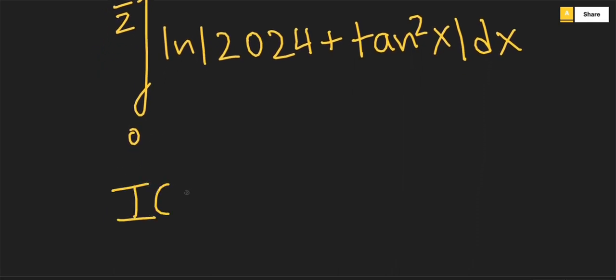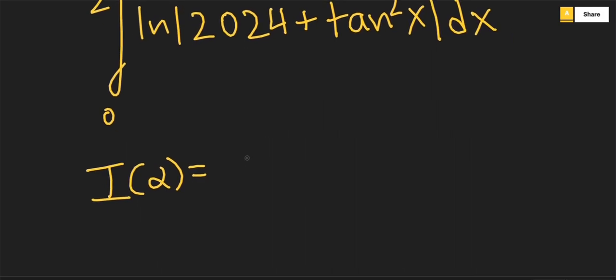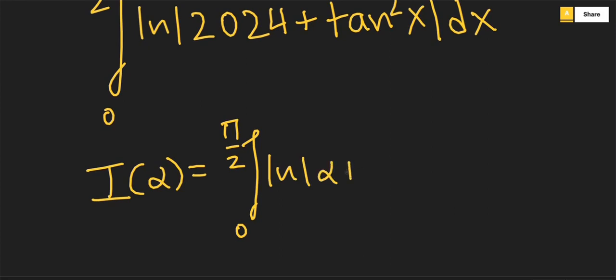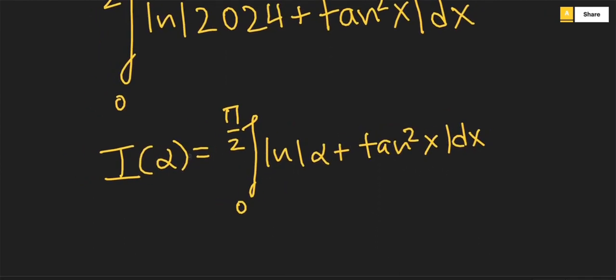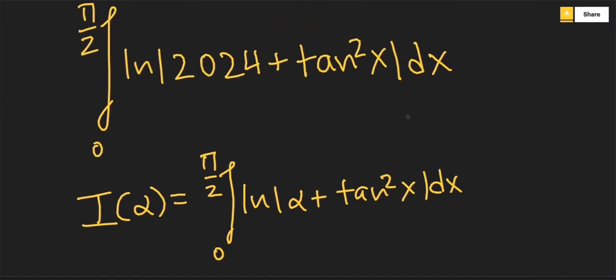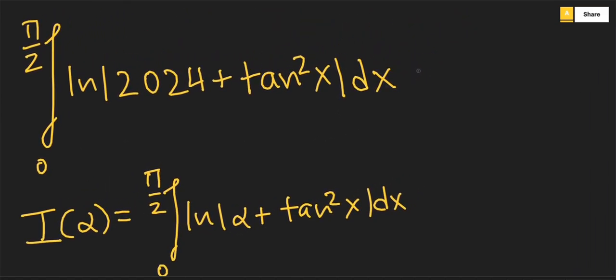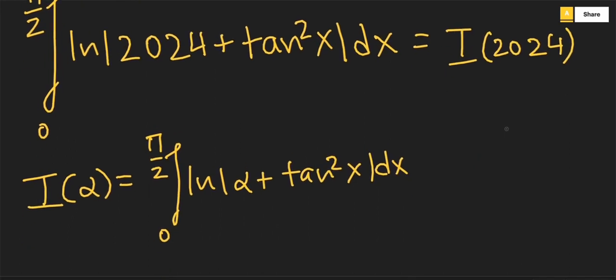Let's call it I of alpha, and it's going to be the integral from 0 to pi by 2 of the natural log of alpha plus tan square x dx. And what you notice is that if we plug in 2024 as alpha into this, we get our original integral back. So what that means is that this integral is actually equal to I of 2024.